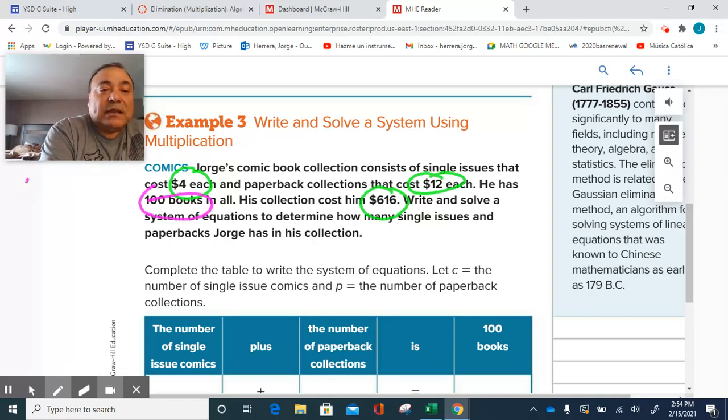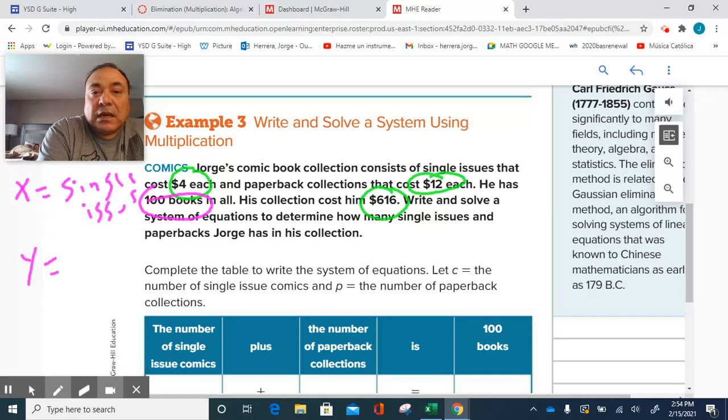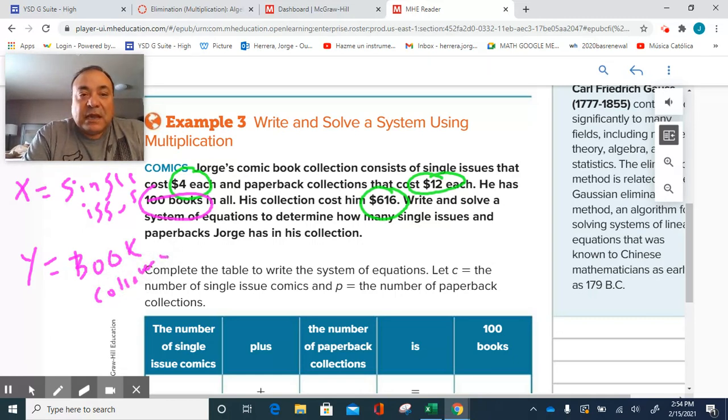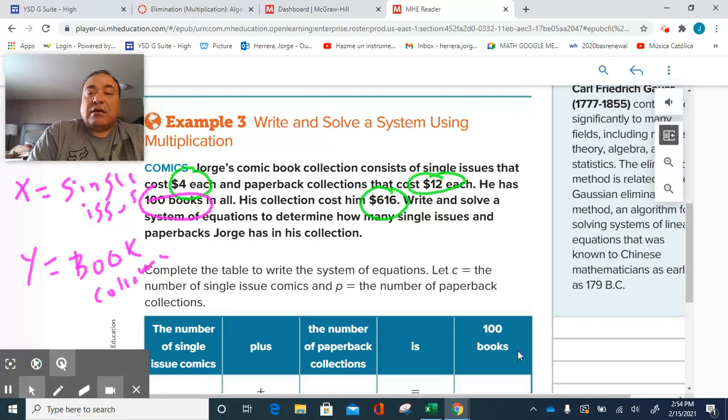And we said we're going to let X equal single issues. And we're going to allow Y to be book collections, meaning many, for our sake. So please notice we can put the money first, and then we can do the other one later. Okay. So please just work with me and be patient. This is not hard at all if you just pay attention to what you have right there.